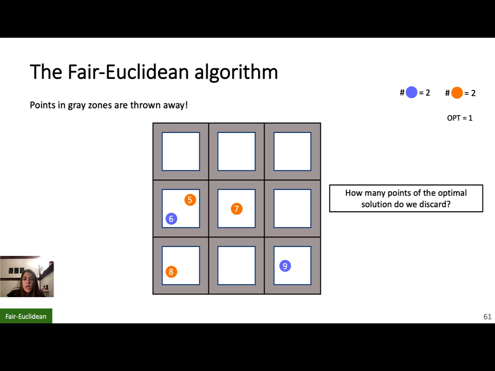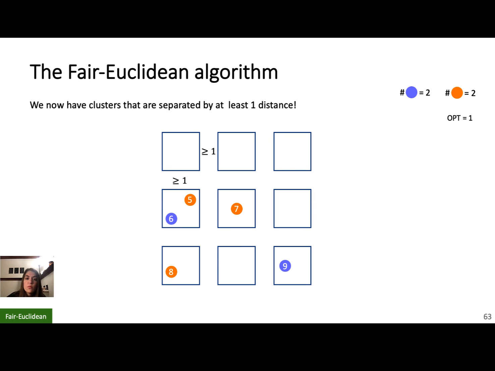A reasonable question to ask now is, how do we make sure that we didn't throw away too many points from each color so that we are able to satisfy fairness? And in the paper, we saw that with probability at least half, the fair Euclidean algorithm succeeds in finding a solution with the required guarantees for fairness. So after throwing away these points, we have a set of clusters that are separated by distance at least 1. So now points picked in different clusters will be sufficiently far apart. And this is why we only have to worry how to select the points within each cluster.